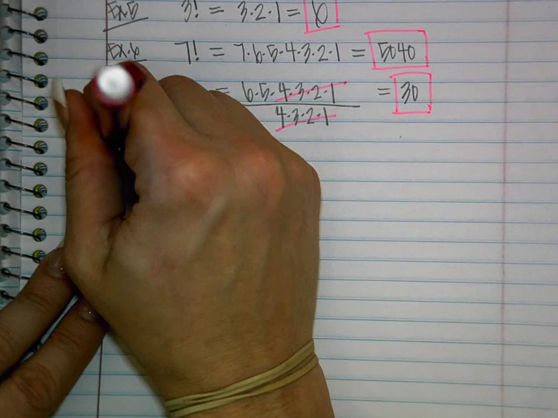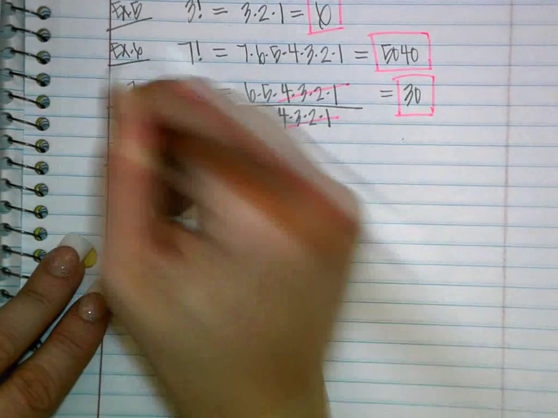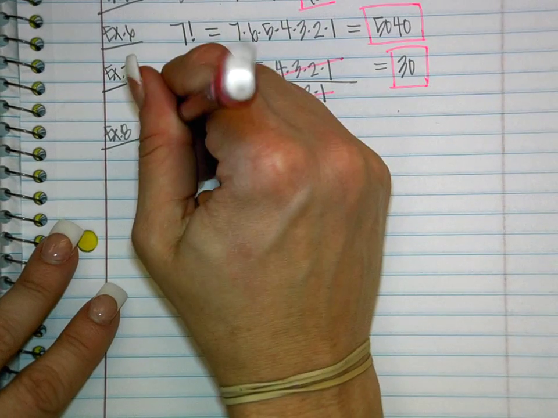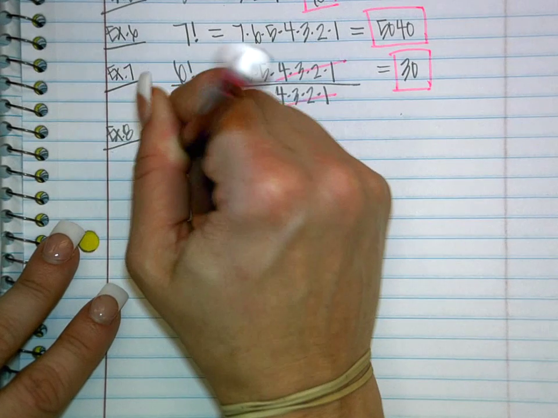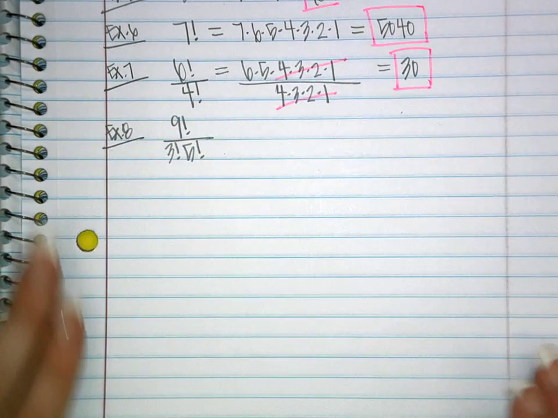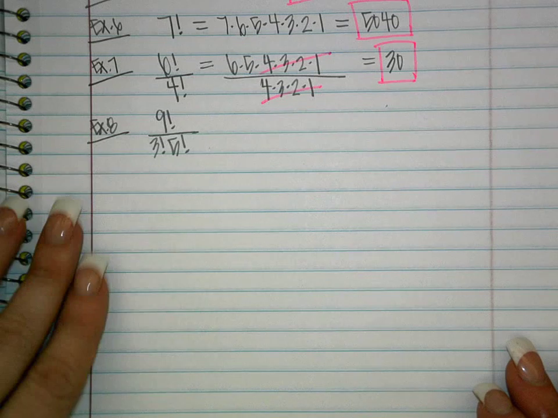Try another one. Number 8. Almost done, guys. 9 factorial divided by 3 factorial times 5 factorial.